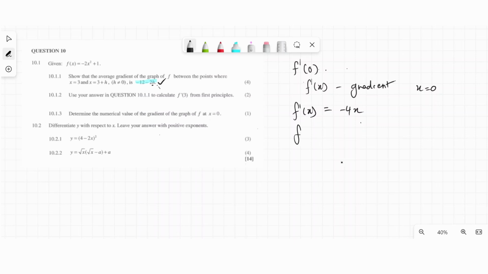So we're going to substitute 0. So it's going to be negative 4 times 0, which is going to be equal to 0. So the gradient at the point x is equal to 0.